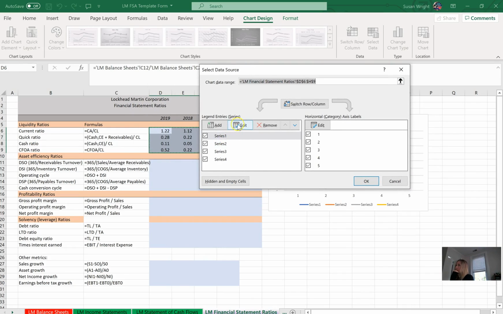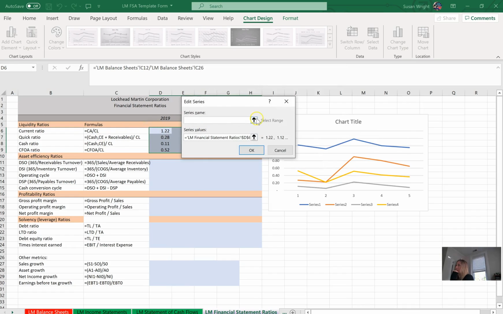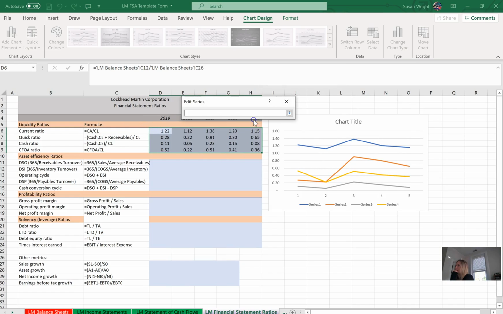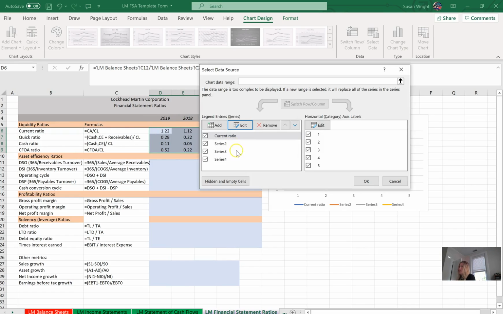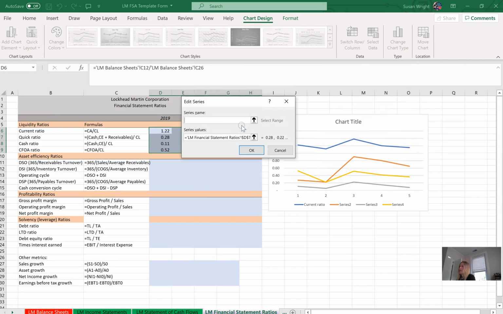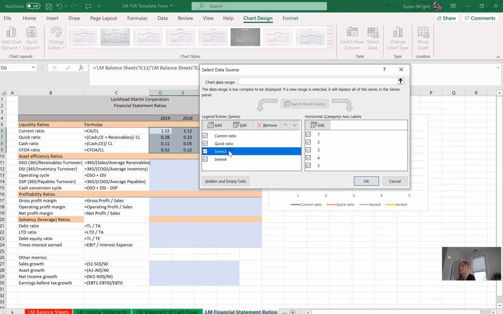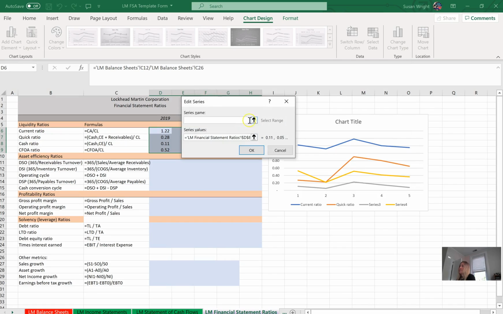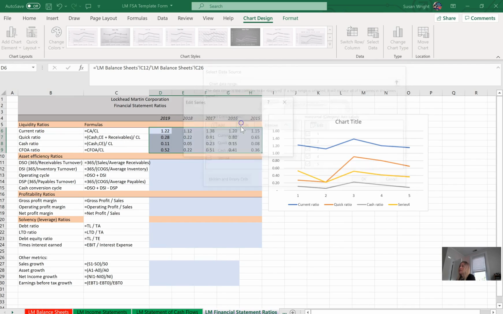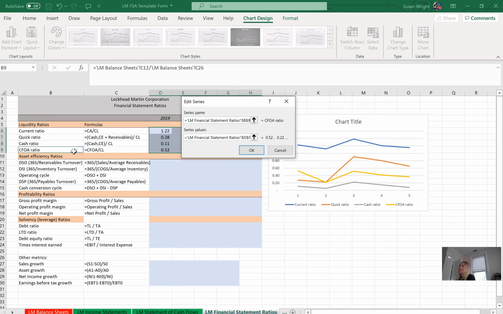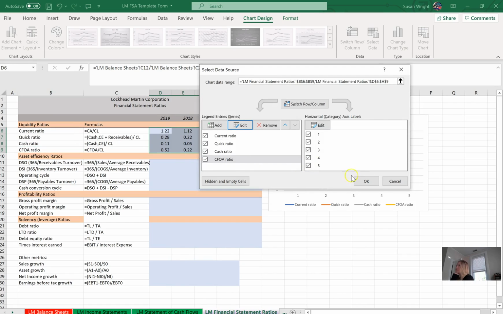So series 1, I'll edit, is the current ratio. So you click edit, click this, and you click that, and hit enter. Say OK. So you see it replaced that. Now go to this one, hit edit, hit this little up arrow, click quick ratio. Enter. Okay. Click edit. Click this arrow. Cash ratio. Okay. Click edit. Click the arrow. Okay. So now we got the names of those on there.